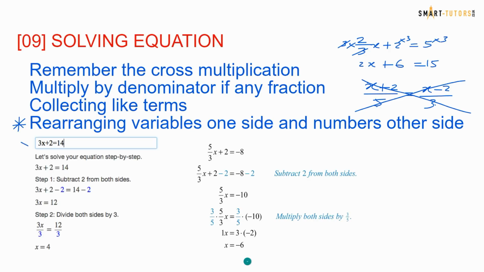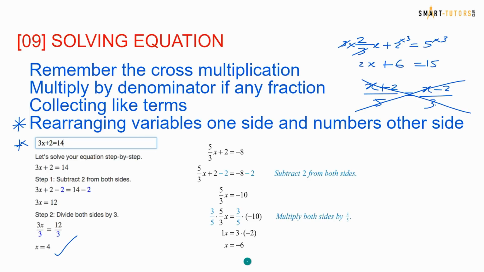So look at this question. I have done 2 questions for a quick catch up. 3x plus 2 equals 14. The plus 2 goes to the other side, minus 2. So 3x equals 14 take away 2, which is 12. Divide by 3 on both sides. You end up with x equals 4.